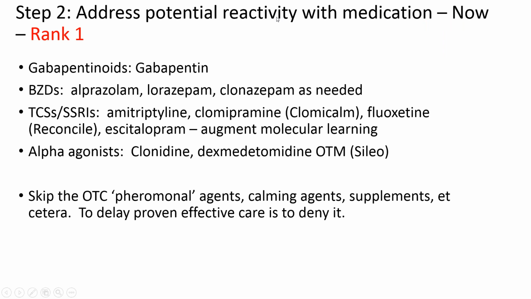Second step is medication now. Do not wait. Do not see how they do with behavior mod. Medication immediately. Gabapentinoids like gabapentin, benzodiazepines either daily or for short-term experiences if they have to go to the vet, if people have to come to the house, if they have to meet other dogs. TCAs or SSRIs like amitriptyline, clomipramine, fluoxetine, escitalopram for dogs who have known anxieties, and alpha agonists like clonidine and dexmedetomidine oral transmucosal gel, which is the newer product Cilio, for dogs who have these explosive reactivities.